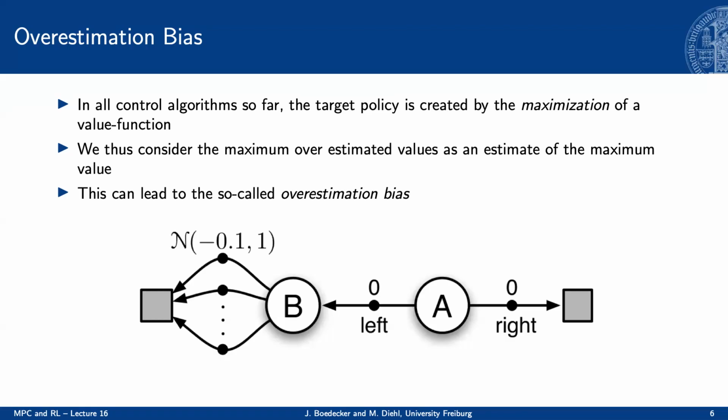And then from state B, we always transition to this state on the left here. If we go right, we also transition to a terminal state, but with reward 0. And here we first transition to B, and then we transition automatically to this terminal state, but with a stochastic transition. And the stochastic transition will give us a reward that is coming from a normal distribution with a mean of minus 0.1 and a variance of 1.